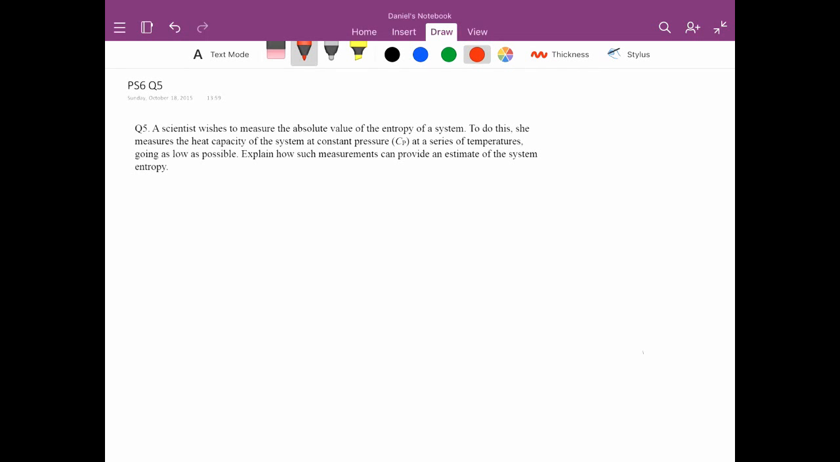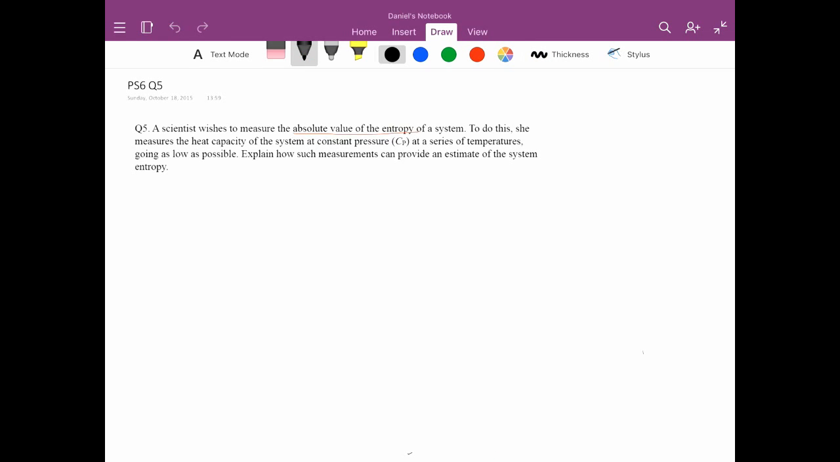So this is going to be a video explanation of question number 5 from problem 6, which regards entropy and how you can get absolute entropy from measurements of heat capacity. So the question is, scientists wish to measure the absolute value of entropy of the system. So let's take a look at this term, absolute value of entropy.